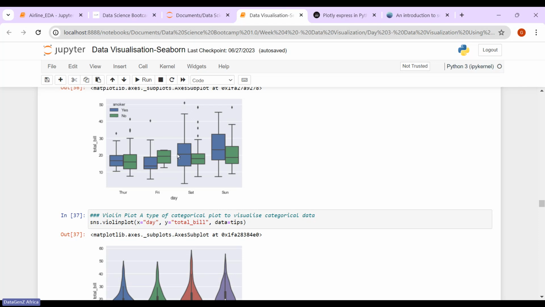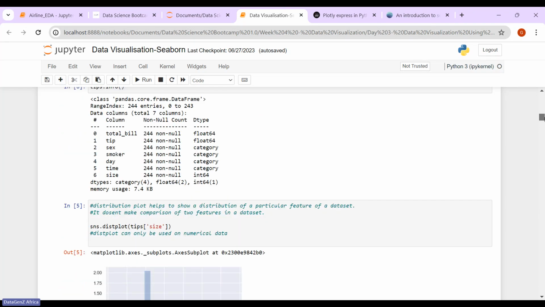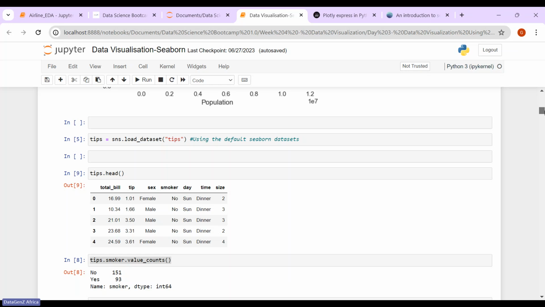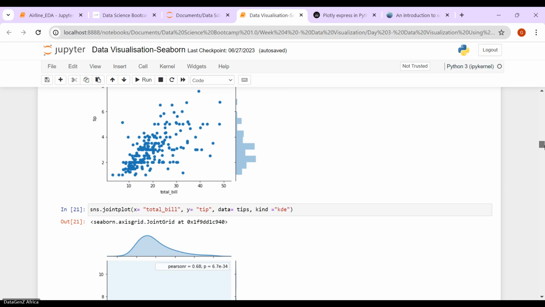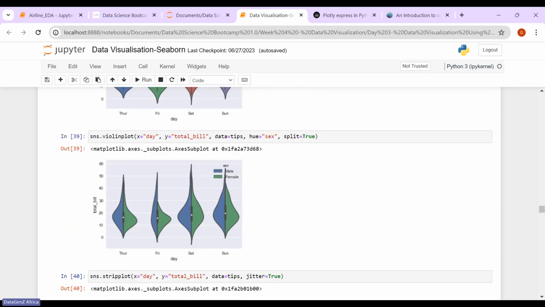You can further compare your total bill by the day of the week, and you can even compare it with another variable, let me see, the time. You can use the time as well. Let me plot that. Let's see the relationship.